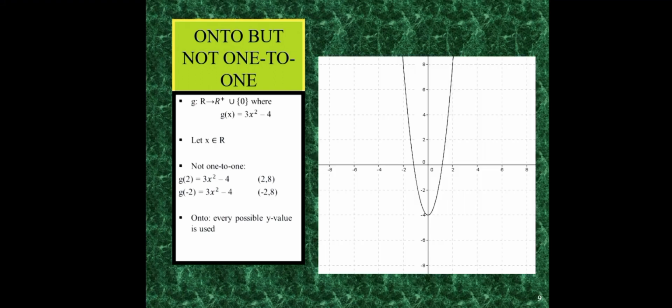Function 3x squared minus 4 is an onto but not one-to-one function. Not one-to-one because one element in the domain has two elements in the codomain, which is 8. So 2, 8, and negative 2, 8. It is onto because every possible y value is used.